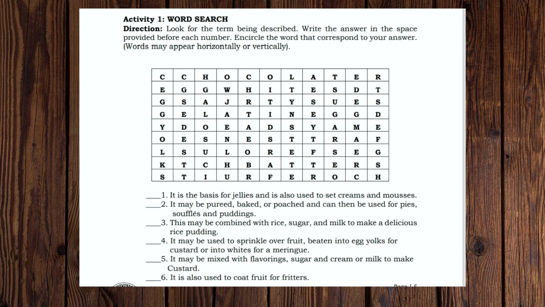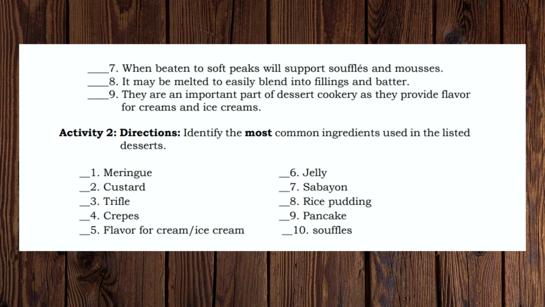So after you have read and understood our topic, you need to answer our activities. For activity 1, which is the word search, you need to look for the term being described. Write the answer in the space provided before each number, and encircle the word that corresponds to your answer. Your answers or the words may appear horizontally or vertically. And for activity 2, you need to identify the most common ingredients used in the listed desserts.